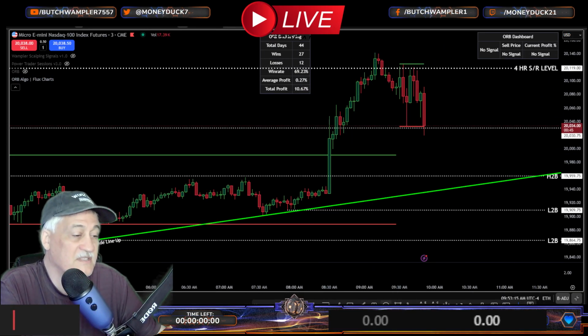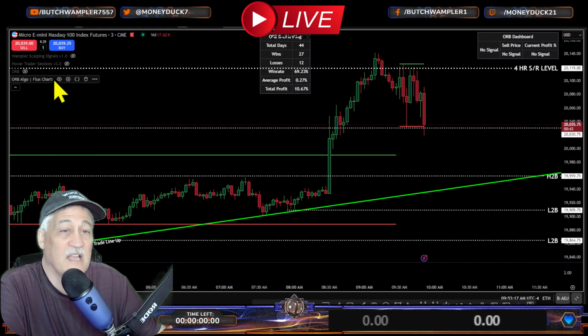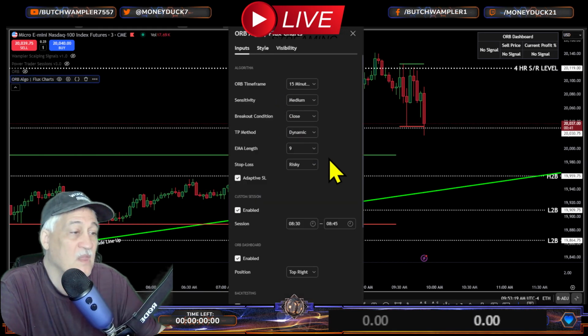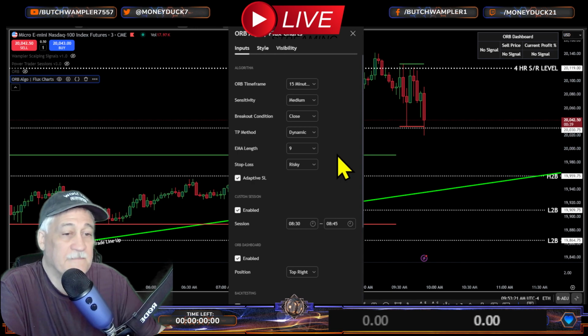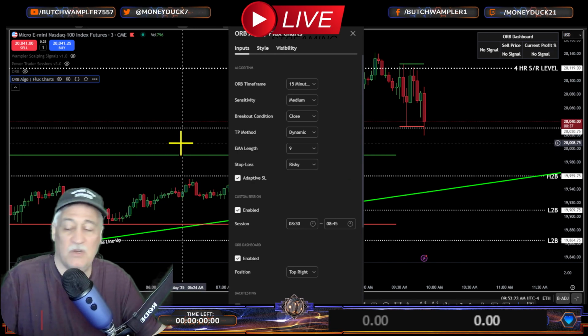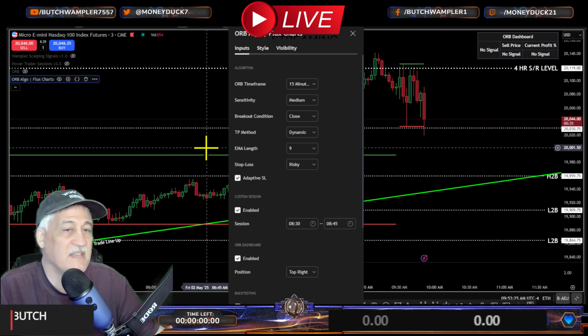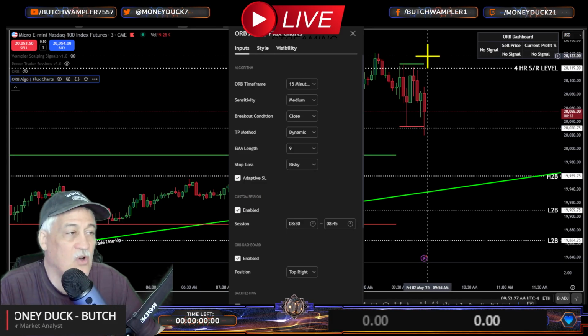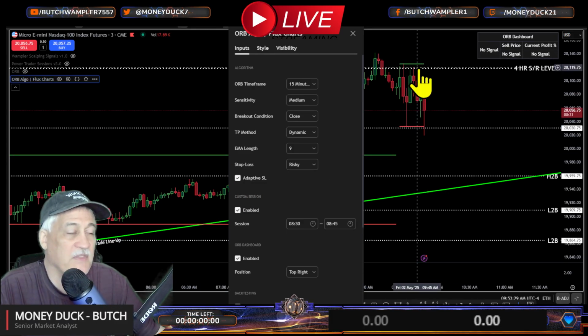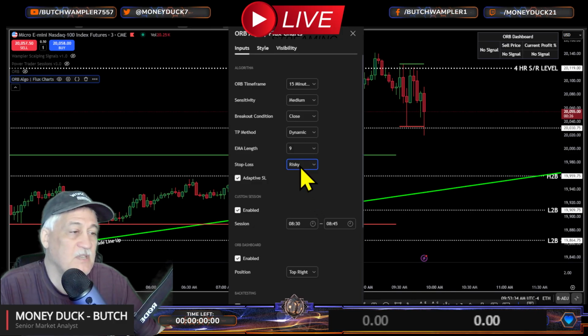So those are the settings. At least that's what it looked like when I played around with it today. When I looked at the back test, when I went through and looked, the ones that got stopped out all the way across over on the opposite side were when I had this set on the riskier setup. So it's going to be up to you where you place your stop loss. We can put it on balance to see what that does. We have an adaptive stop loss on there you can enable, and I think that's pretty much it.